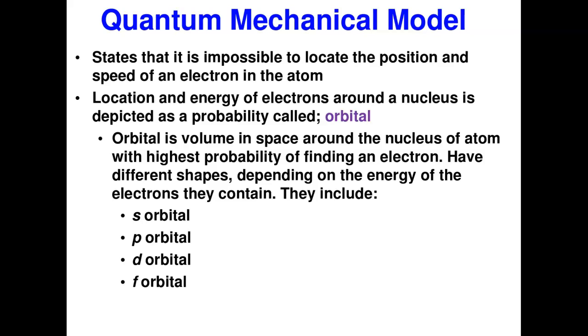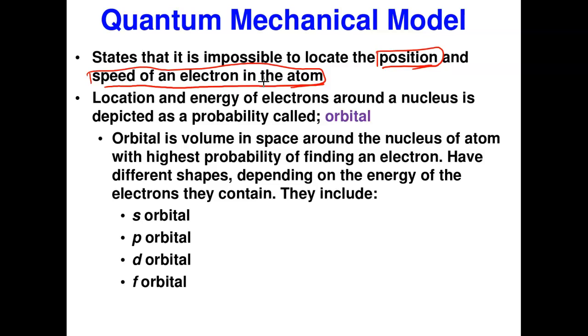Now, this model states that it is impossible to locate both the position and the speed of an electron in an atom. In fact, scientists labored hard to calculate both the position and speed of an electron in an atom, and it became practically impossible. They came up with a conclusion, what we call the uncertainty principle. So you either locate the position or leave the speed, or you get the speed or leave the position.